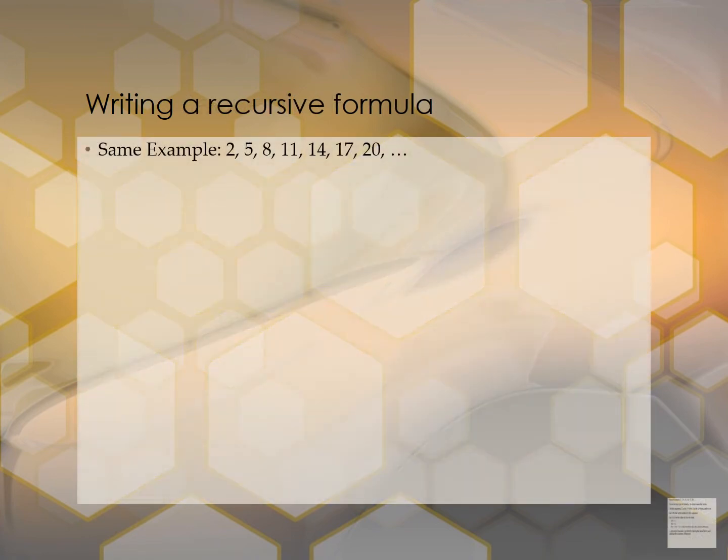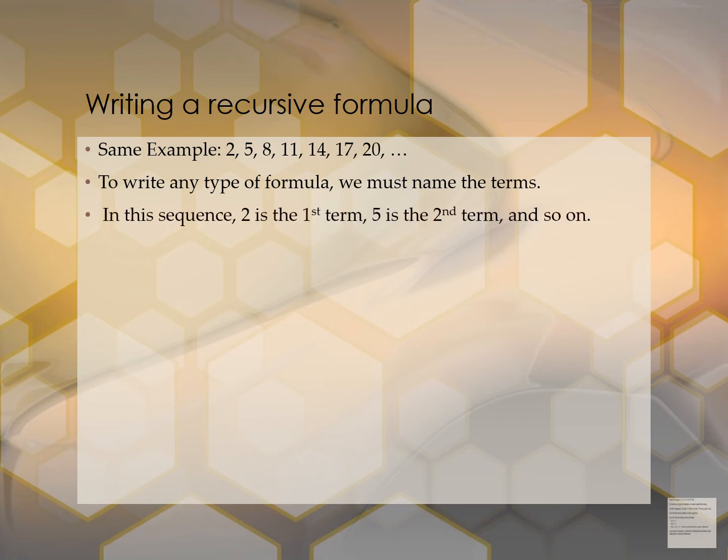Writing a recursive formula. Here's an example. It's the same one. We know that our first term is 2. We know that the common difference is 3. But to start, we have to name the terms. So, in this sequence, 2 is the first term, 5 is the second term, so on and so forth.